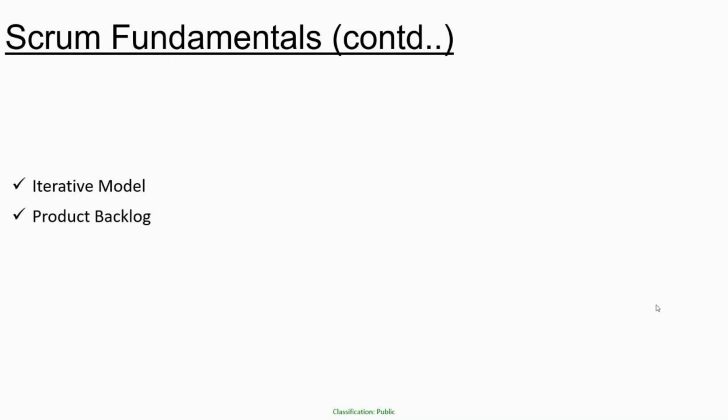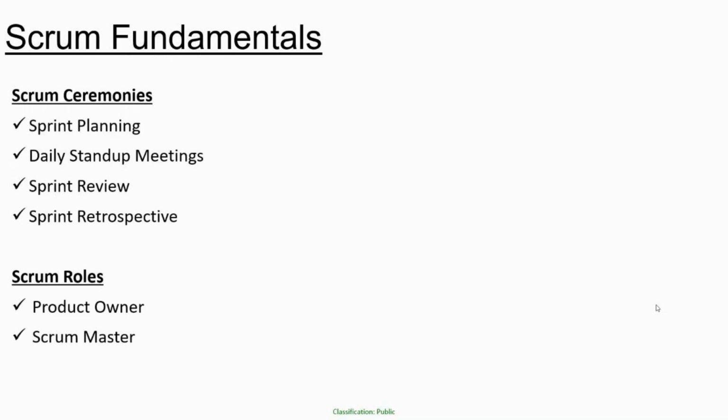Okay. The next thing is the product backlog. Now this might be a very new term. Again, how do you define this? Okay, let's go to our story mapping.